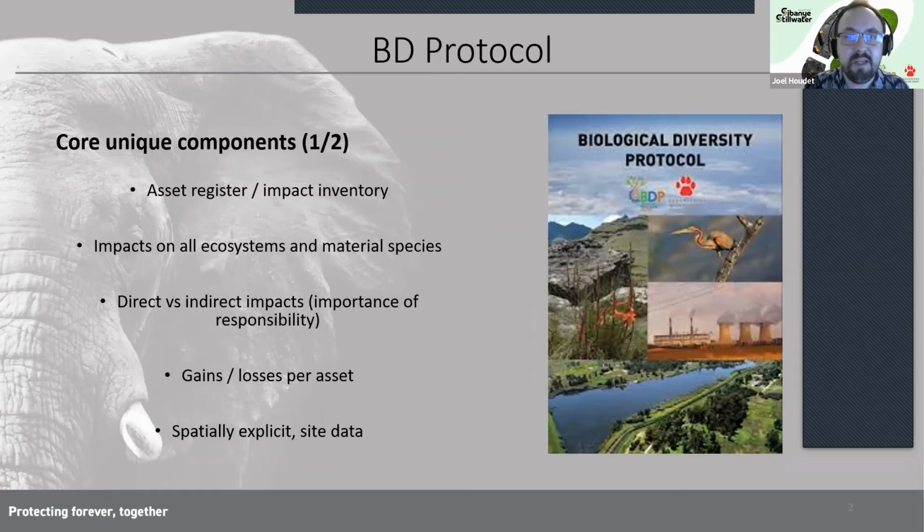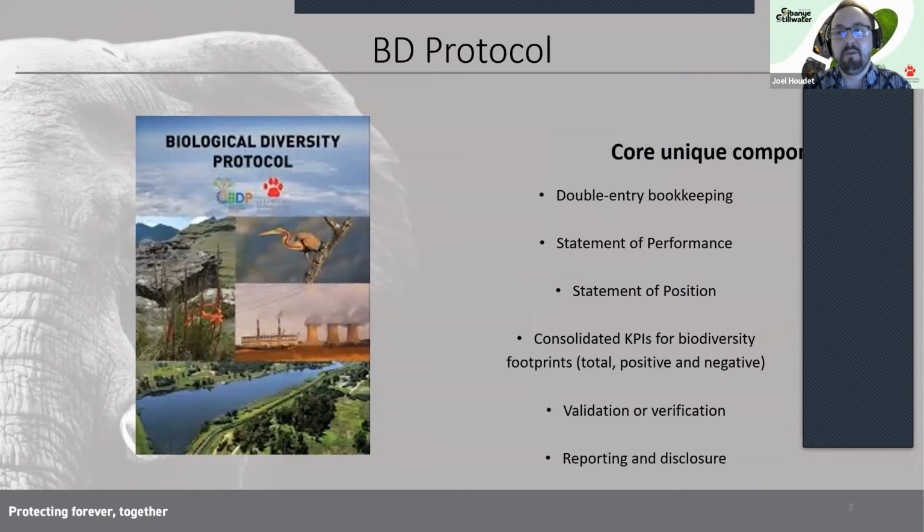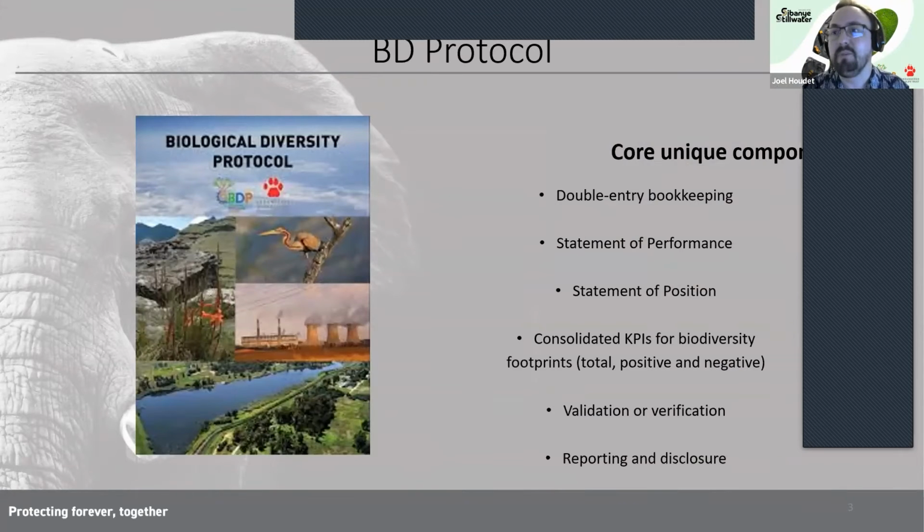And another key point, and that should speak to the consulting community that does impact assessment and works on offsets: a core building block of the BD protocol is that it builds on the mitigation hierarchy and gains and losses per asset category, per ecosystem, per species. It's not a blanket indicator that covers everything. It's really down to what you see on the ground. So we covered the scientific, ecological, biological component of what makes the BD protocol unique.